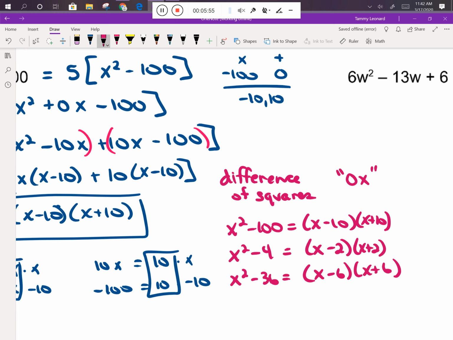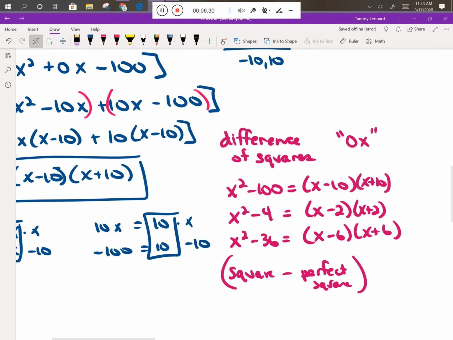So there's actually a pattern happening here. If you notice these three examples, it's always x squared as your first number, and your last number is always a perfect square, right? 100's a perfect square, 4's a perfect square, 36 is a perfect square. Remember, we studied all those perfect squares when we were learning to take square roots of things in the radicals unit. So if I have a square, like a square variable, minus a perfect square number, it always factors in the same pattern.